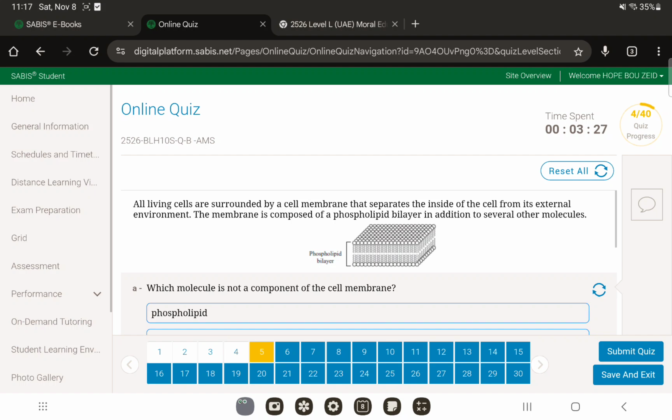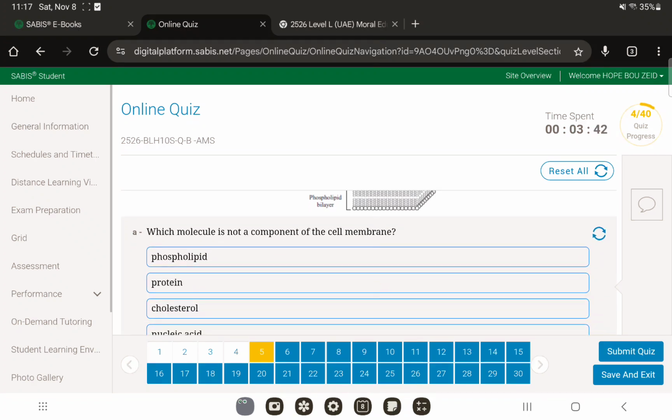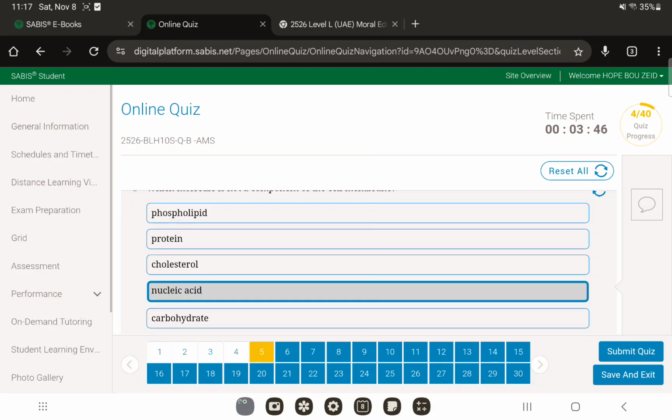All living cells are surrounded by a cell membrane that separates the inside of the cell from its external environment. The membrane is composed of a phospholipid bilayer in addition to several other molecules. Which molecule is not a component of the cell membrane? Nucleic acid.